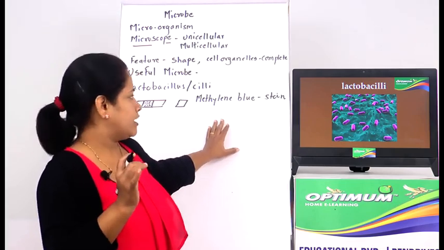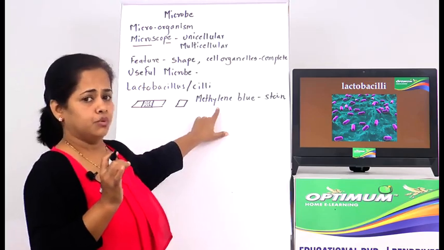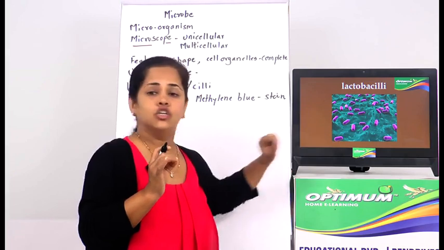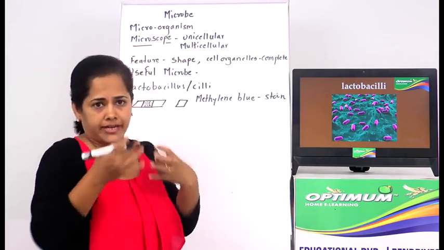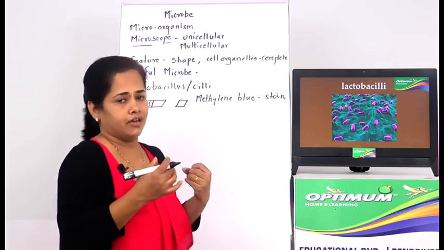So to observe lactobacillus, what stain are we going to use? Methylene blue. Because of this methylene blue, this color is absorbed or taken by the bacillus bacteria, and then you can see them very carefully.